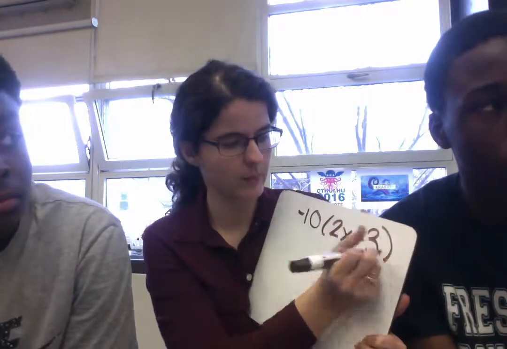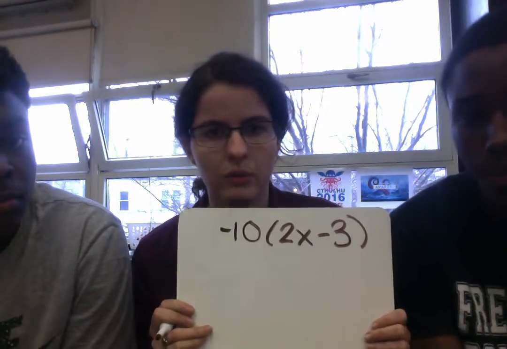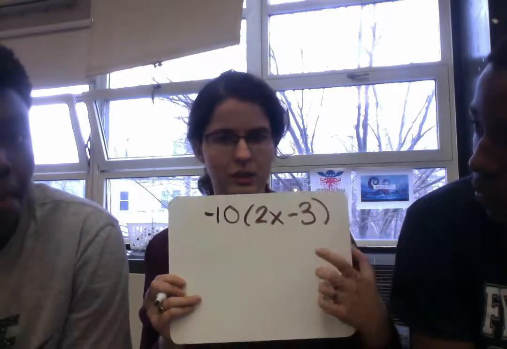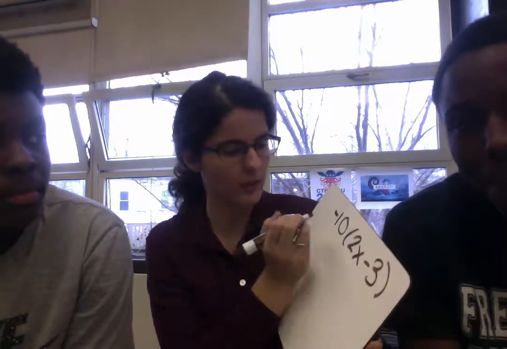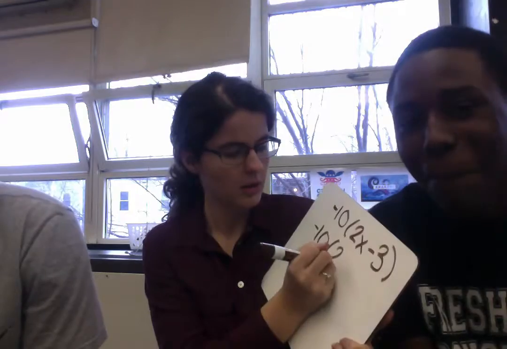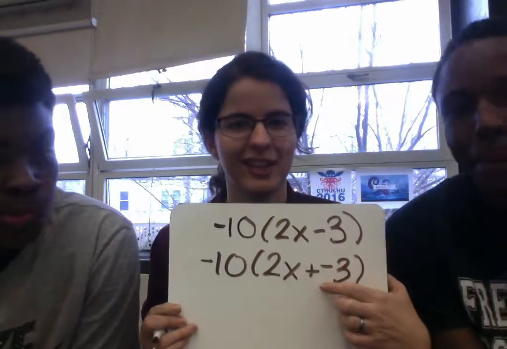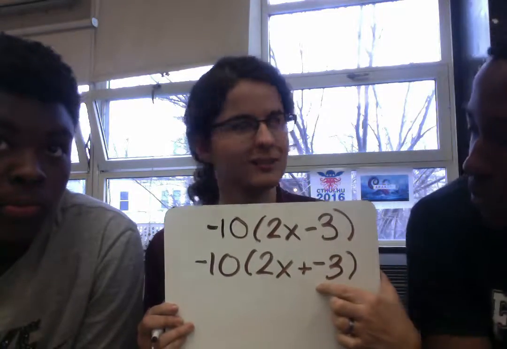We've got negative 10 times 2x minus 3. Looks pretty similar to the one before, except this time we are subtracting 3 instead of adding 3. So you cannot just change that to addition. You're going to get something totally different. So you can change it to adding a negative. Again, both of those would make your value go down.